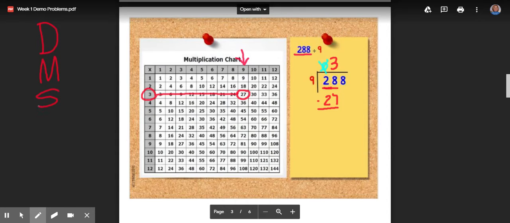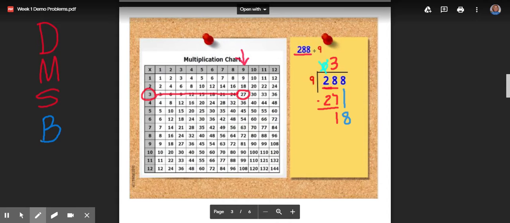Now I will subtract to find the difference. How much do I have left over? 8 minus 7 is 1. My next step would be to bring down the next digit, which is an 8. So I'm going to bring that straight down. Now my new target number is 18.